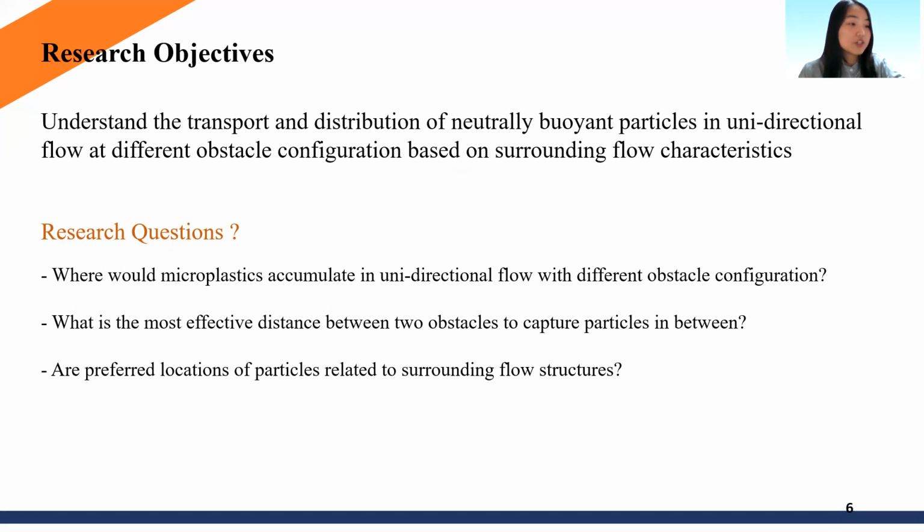Specifically, we set 3 research questions. First, where would microplastics accumulate in unidirectional flow with different obstacle configuration? And in this presentation, I would only talk about the distance between 2 obstacles as a variable. Second, what is the most effective distance between 2 obstacles to capture particles in between? Third, are preferred locations of particles related to surrounding flow structures?